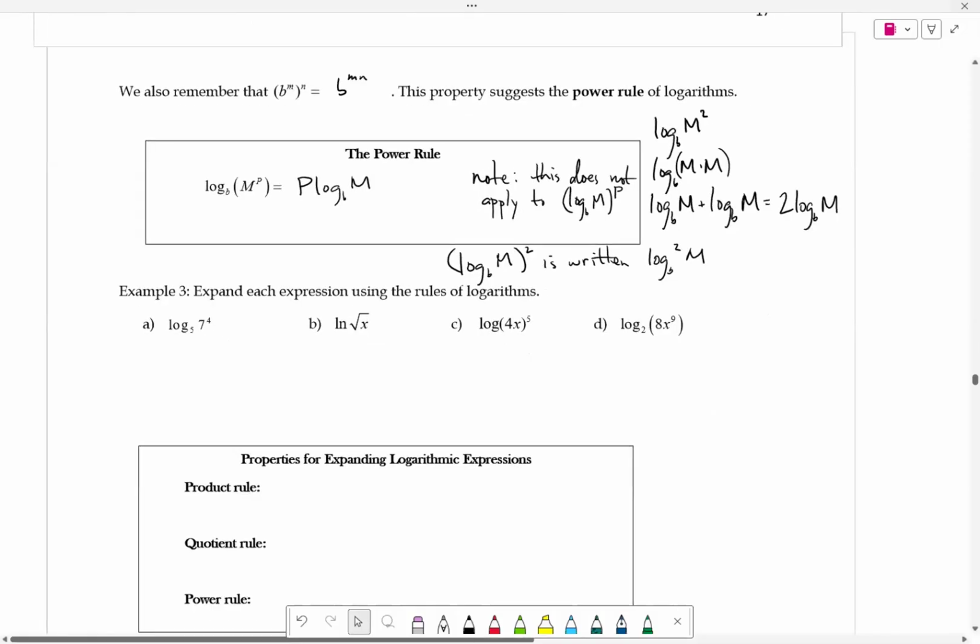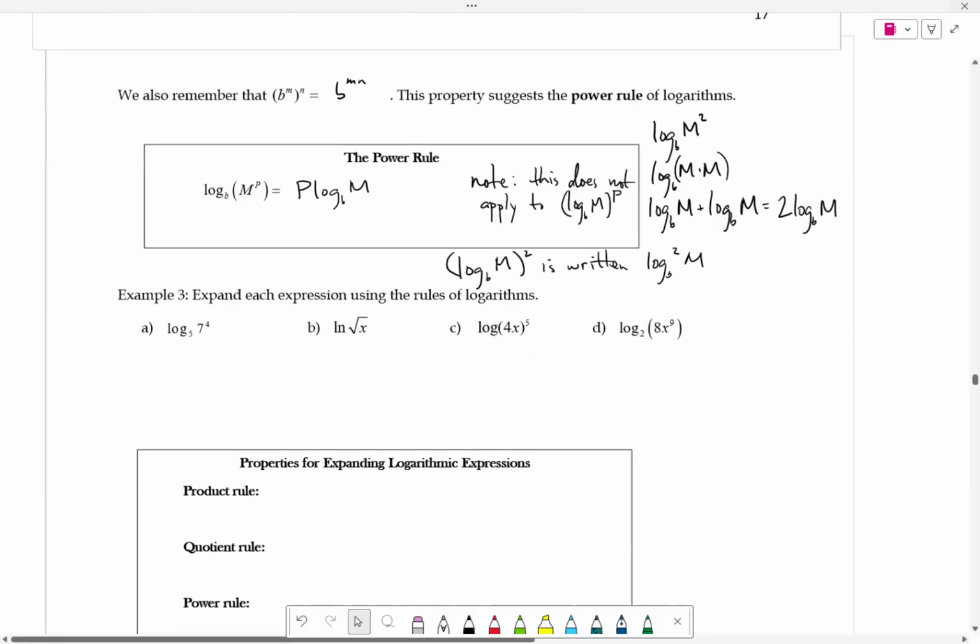Okay. So for A, are these even? Oh, D is tricky. Be careful. And expand each using the rules of logarithms. So all three possibly.